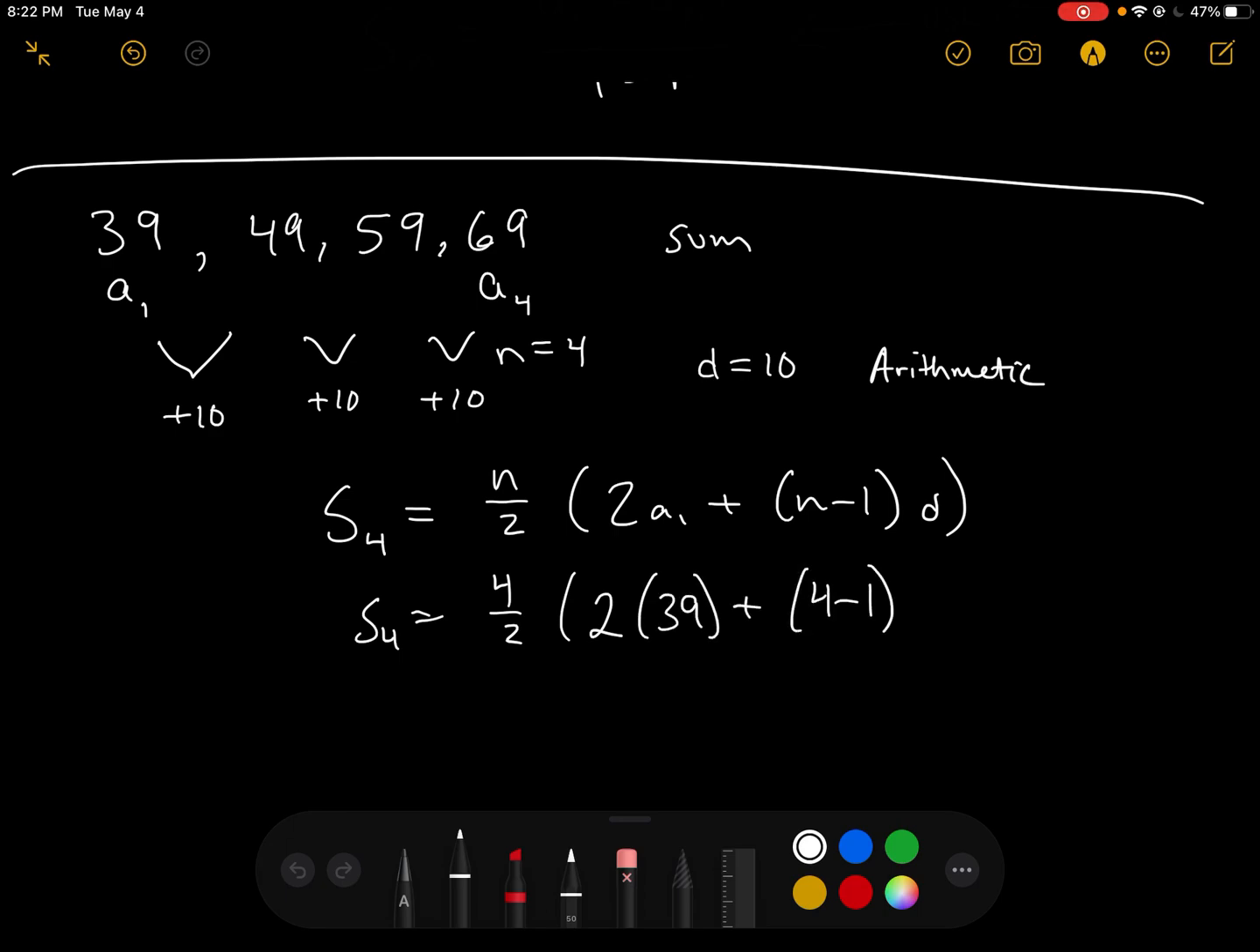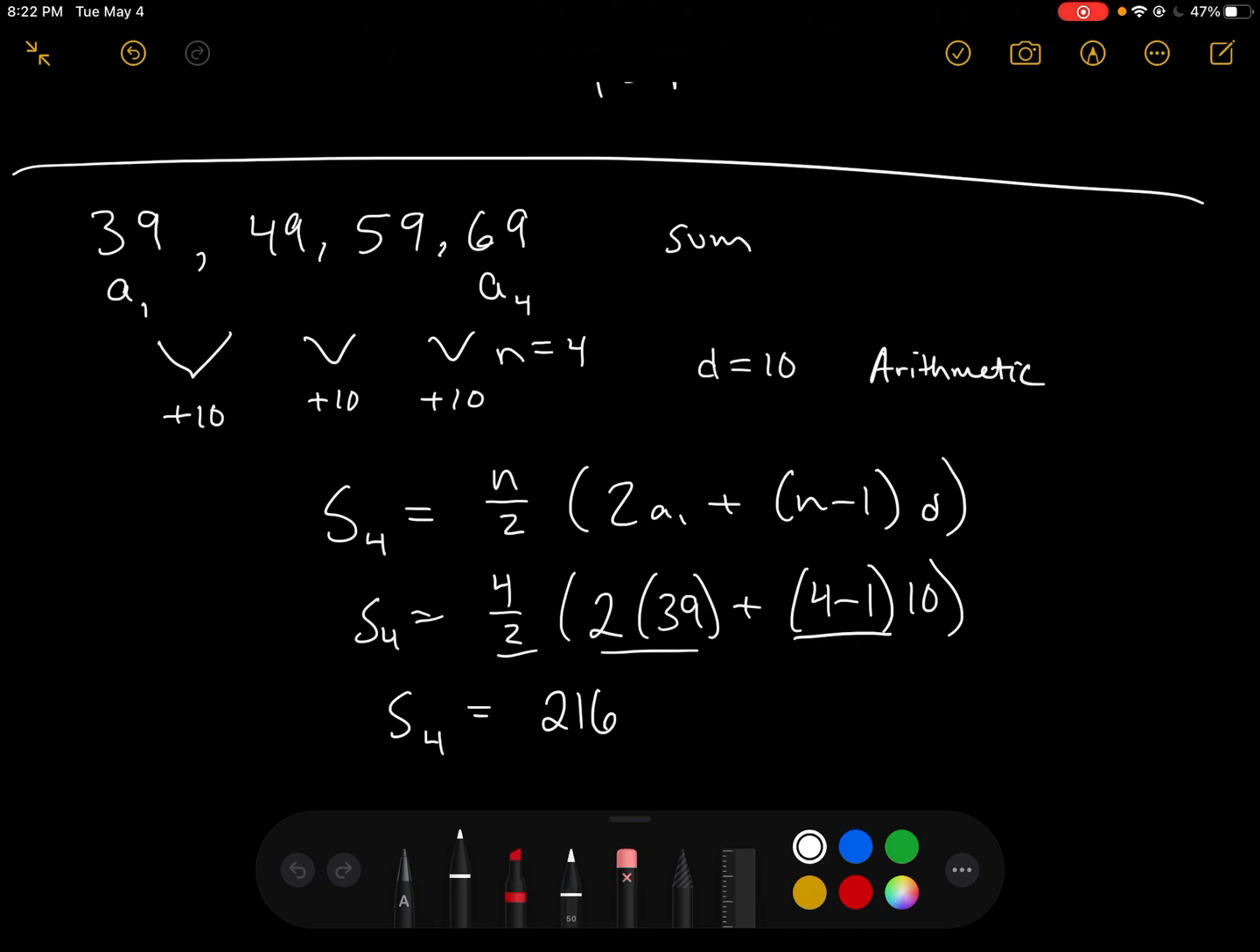So the sum of our 4 terms here, we can plug in. We know that n is 4. We know our first term is 39. Again, n is 4, and we know our difference is 10. So we can work through and kind of take this one step at a time, enter it into the calculator, and we should get a final answer when we do that of 216.